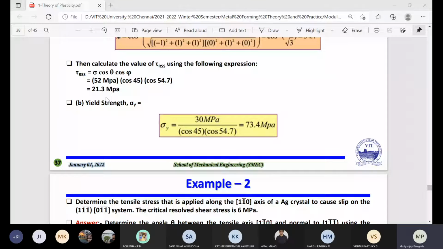Sir, till finding cos theta and cos phi, okay. But after that, what should we do, sir? Then you have to find out what it is asking. The critical resolved shear stress is given as 6 megapascal. So what is theta? You have to calculate it, because if you have theta, then you have phi. Then the critical resolved stress is given as 6 megapascal, and you have to find out the tensile stress.